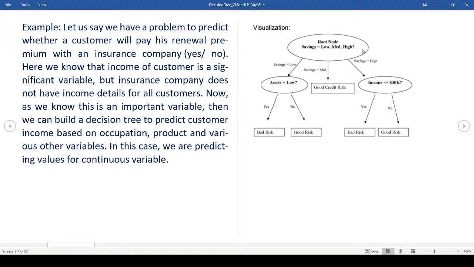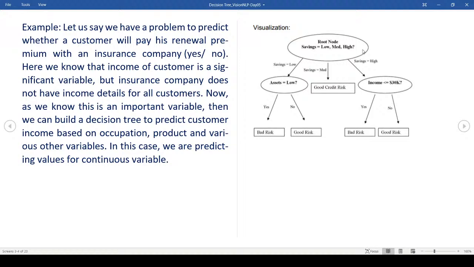Let me give you a very layman example of how you identify whether it is a decision tree problem or not. Let's say we have a problem to predict whether a customer will pay his renewal premium with an insurance company. Again, that is a yes or no problem, a classification between two different values.